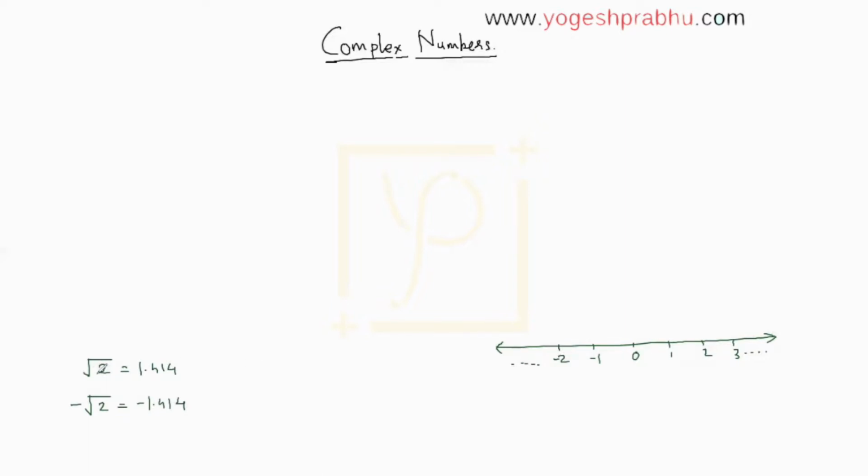If you want to plot the square root of 2, that will be 1.414, which is between 1 and 2, somewhere here. It's close to 1.5. That's square root of 2. Okay, that's this value here. Negative square root of 2 is minus 1.414. It will be between these two. That's negative square root of 2.